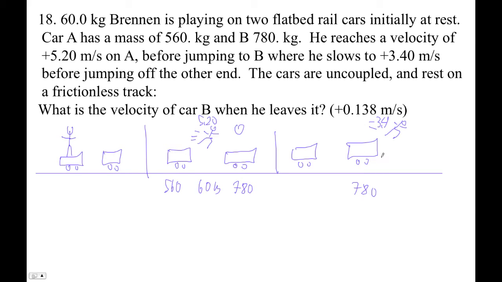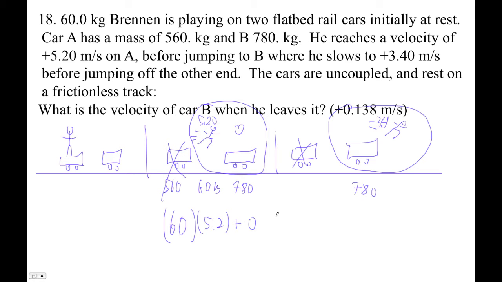Okay, so by the way, what I can do in this picture is I can ignore that first cart. This is my system. My system is these two carts, the cart in Brennan, the second cart in Brennan. So I know the momentum of everything in the circle here and the momentum of everything there, and I'm going to ignore this cart. I can do that because he doesn't touch that cart from here to here, right? So I can go 60 times 5.2 plus 0 equals 780 V plus 60 times 3.4.